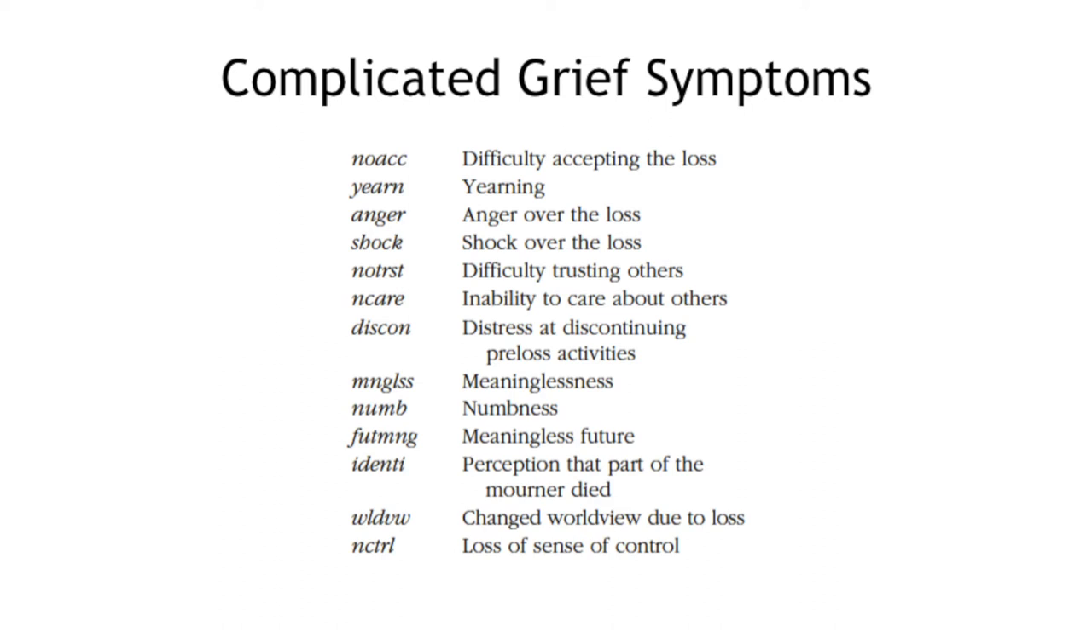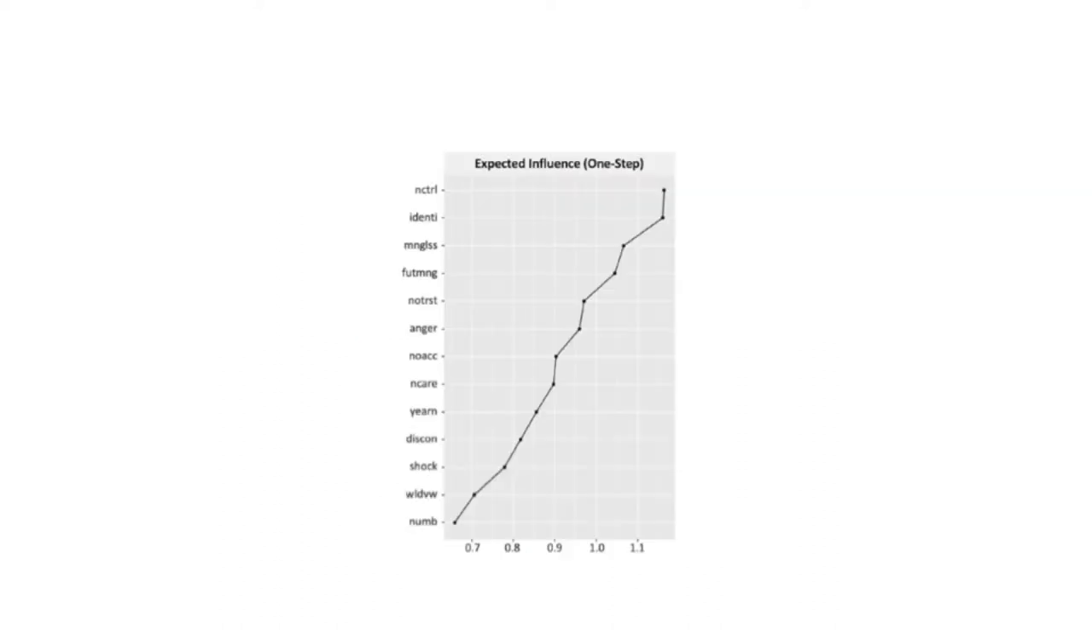Anyway, so we had the complicated grief syndrome symptoms initially here. And here's the network. And what we see is having a loss of control over one's life. So after the person has lost this loved one, they just feel like they've lost their sense of agency, a sense of a loss of control, very strong on expected influence. And also the problem with identity. When you've lost someone, it feels like a part of you has died, that your sense of self has diminished.